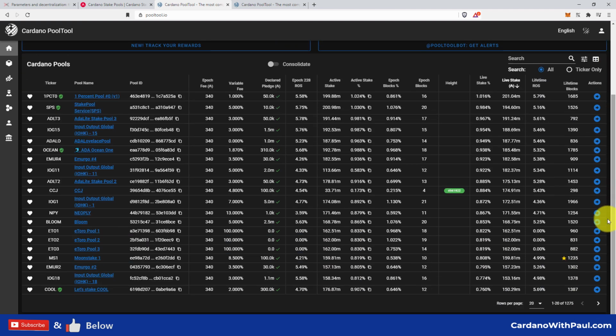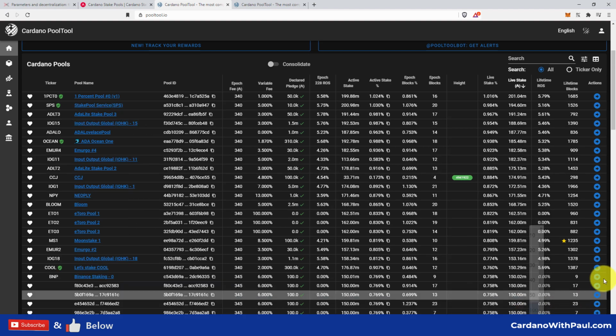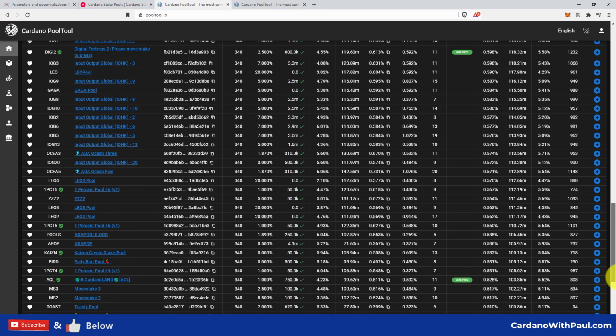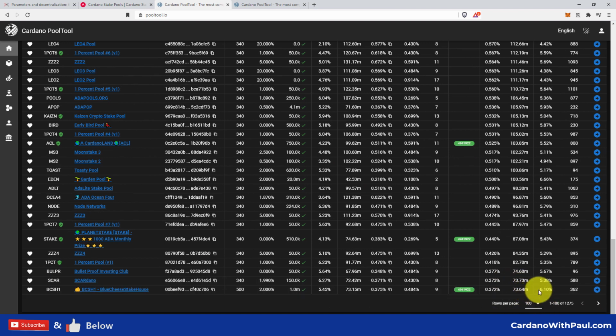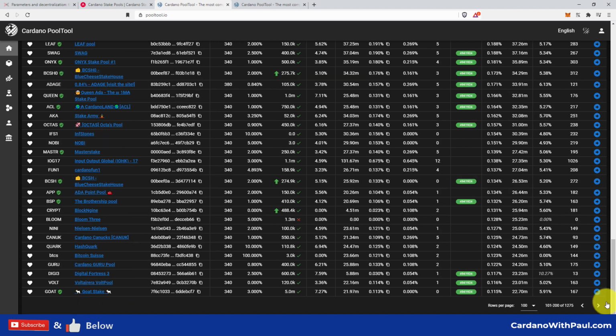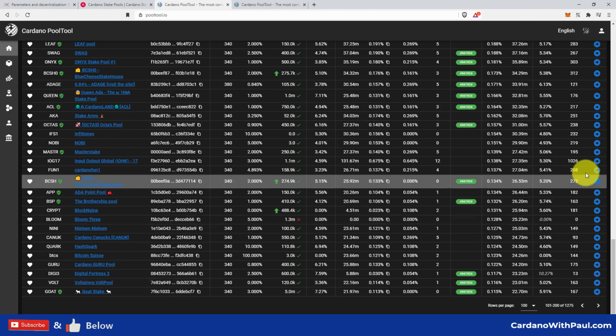If I come down the bottom, that's only 20 pools. Let's put 100 on the screen here. And as you can see, when I scroll down to the bottom, the 100th biggest pool right now has 73 million in it. So the top 100 are all going to be saturated come December 6th. So there should be a lot of movement within the network of funds moving out of these pools and looking to get into smaller pools. This is good for the decentralization of the network as well.